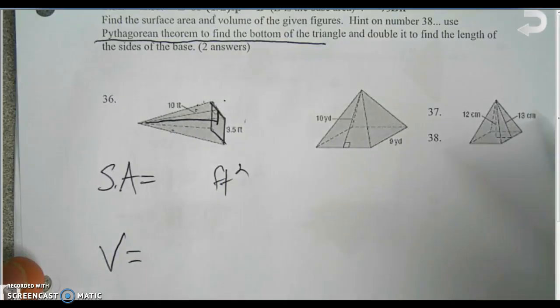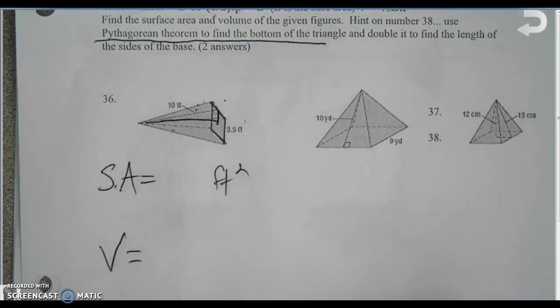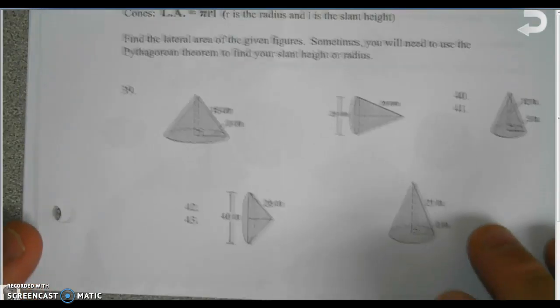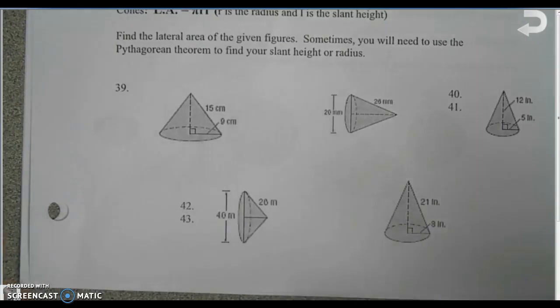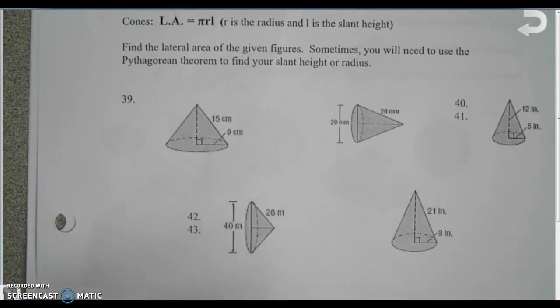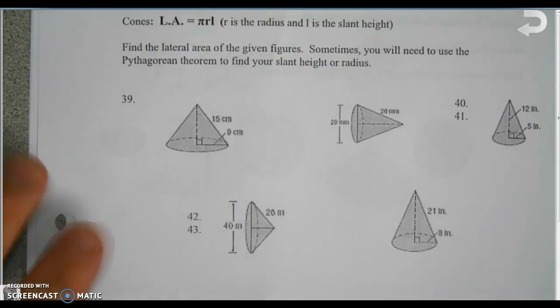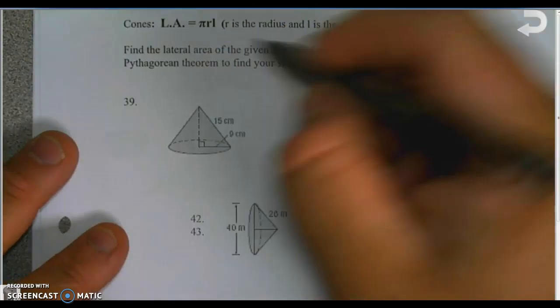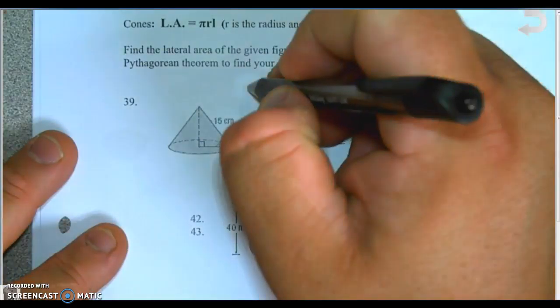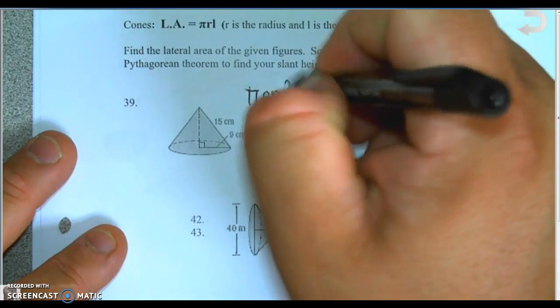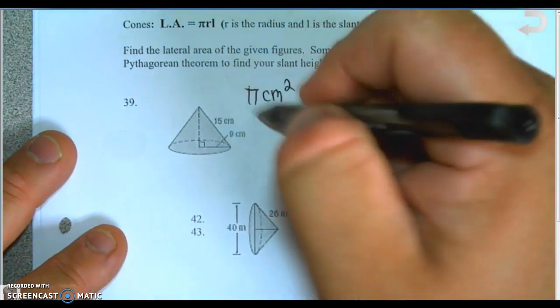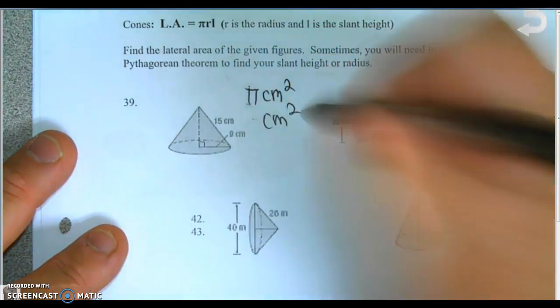So 36, 37, 38. The cones are really easy. Pi times the radius times the slant height. Again, you might have to do the Pythagorean theorem if you're trying to find the slant height or the radius or one of the pieces that you're missing. But again, your answer is going to be in 2 different versions. You're going to have pi centimeters squared, and then you're going to multiply whatever number you got here by pi so that you have 2 answers.